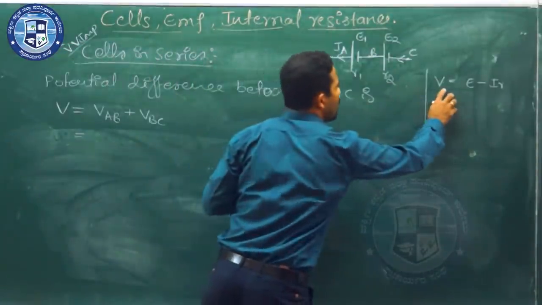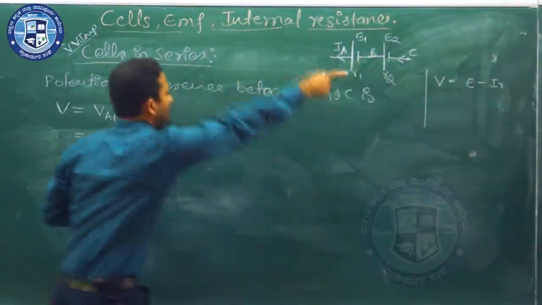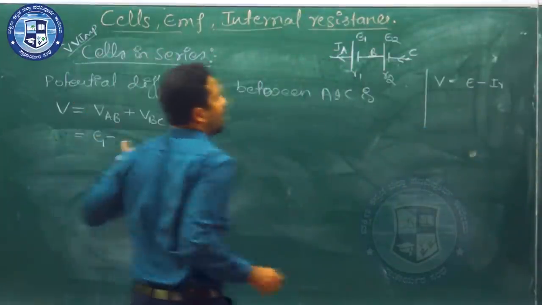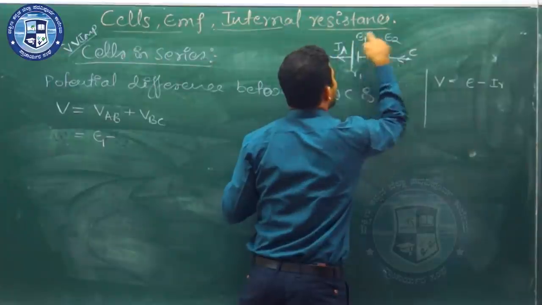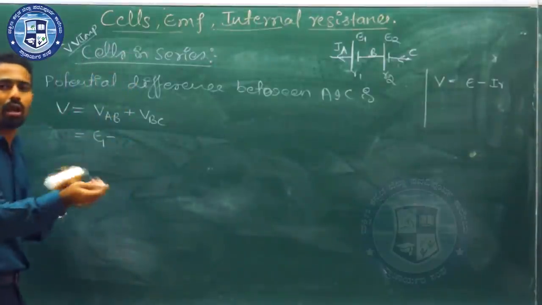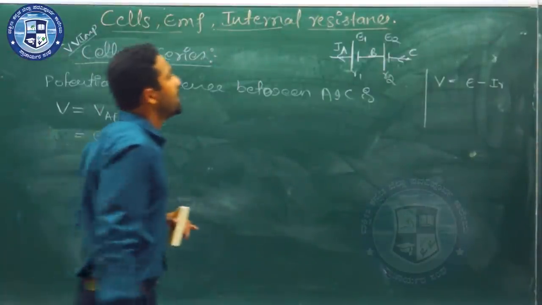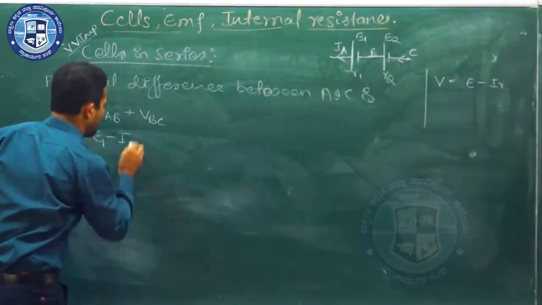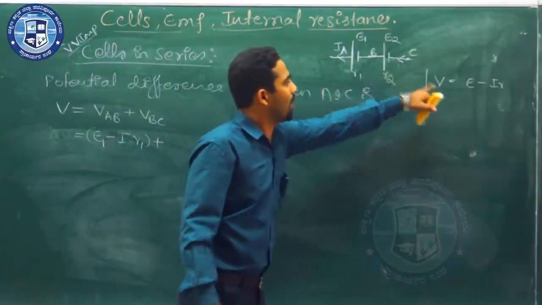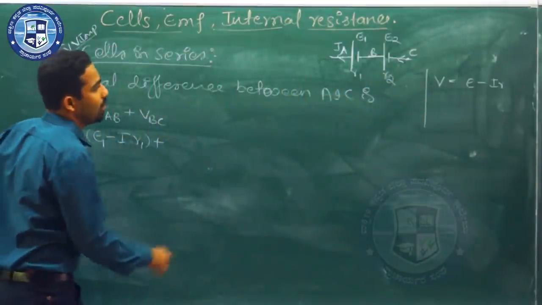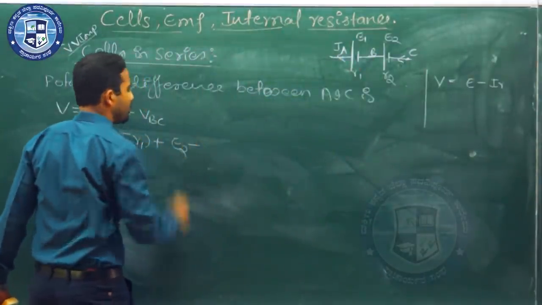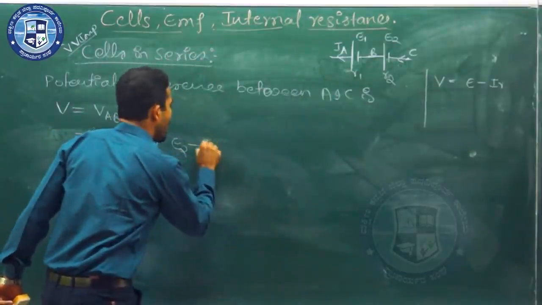VAB is equal to E, which becomes E1 for the first cell, minus I times R1. The current through the first cell is I, and through the second cell it is also I, the same current. For the first cell, we apply this equation, and for the second cell we also apply it. So VBC is equal to E2 minus I R2.